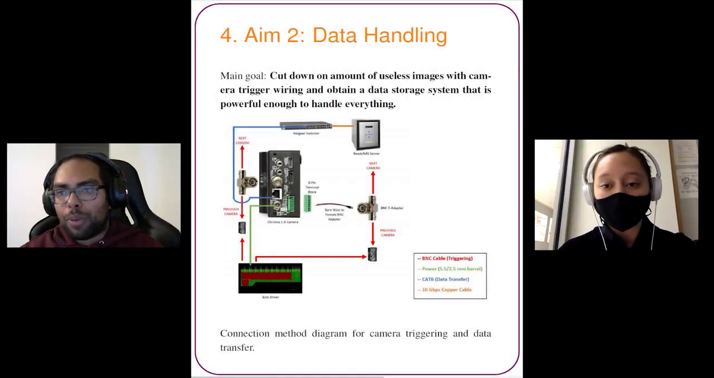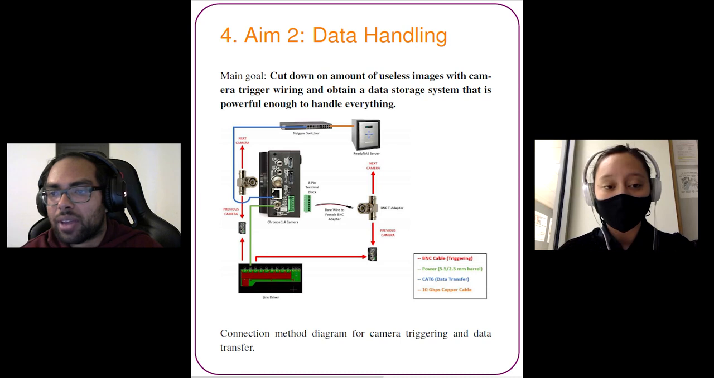The array will output hundreds of thousands of images. This much data will require a data storage system that can both handle that much data and handle the processing it will go through. Alongside this, we will have a dedicated network, switches, and NAS servers to hold the data.